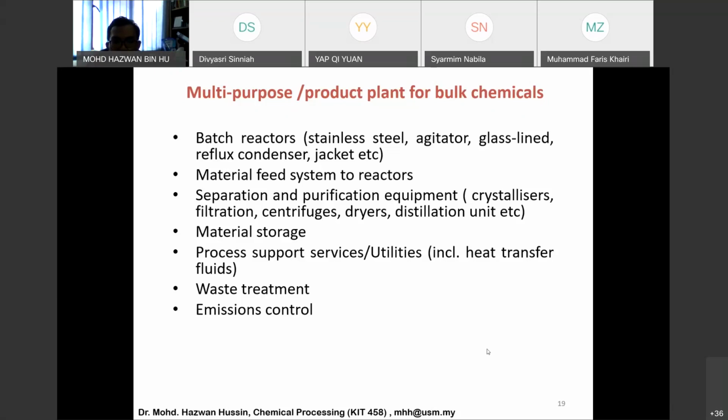If the process is not at a high temperature or not too corrosive, then maybe you can use glass lining. A reflux condenser and also a jacket. Jacket doesn't mean that the reactor wears a jacket, like a leather jacket. Jacketed actually means that there's a lining, a water lining outside the reactor. It is for water or steam or so on to heat up the reactor.